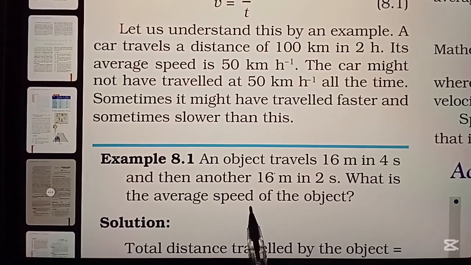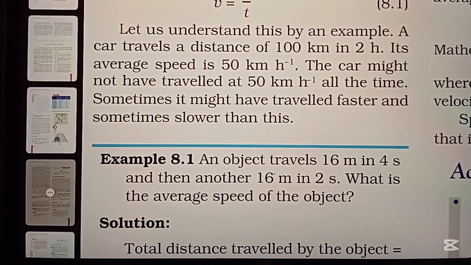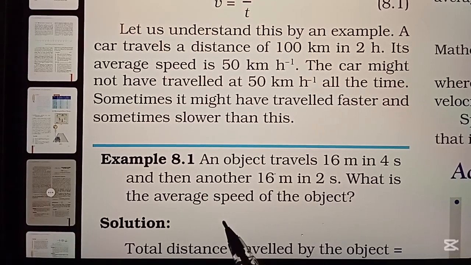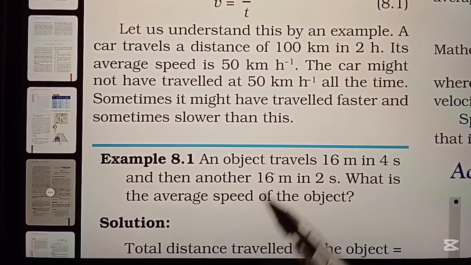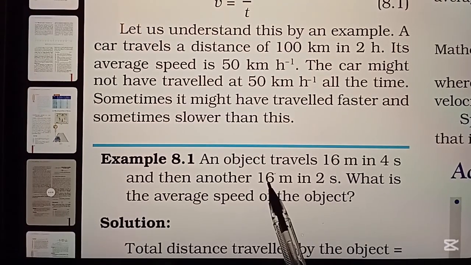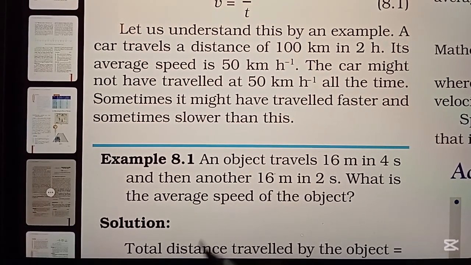Whenever they ask questions, the first thing is you need to write the formula first. So what is the formula for average speed? Average speed is equal to total distance traveled divided by total time taken. Then by that equation you can get the total distance that was traveled: 16 plus 16, that is 32 meters.